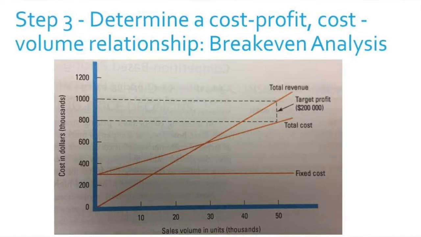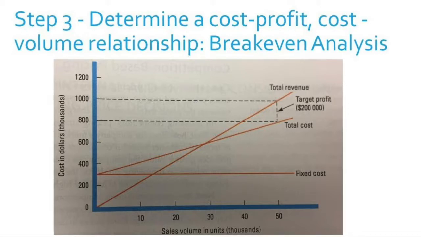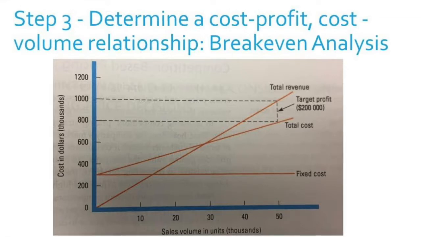Then you can simply plot any other point along the line. So let's say a sales volume of 50,000. What is the total cost? Well, it's 300,000 fixed plus whatever the variable cost is. That will draw that point. You'll draw that line, and the intersection between the 2 points is called the break-even.